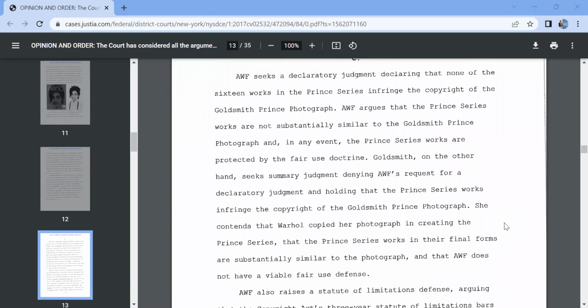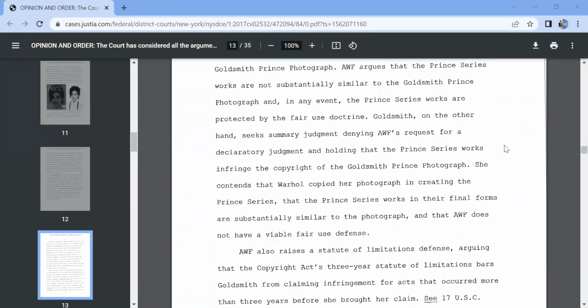AF seeks a declaratory judgment declaring that none of the 16 works in the Fringe series infringe the copyright of the Goldsmith Fringe photograph. AF argued that the Fringe series works are not substantially similar to the Goldsmith Fringe photograph, and in any event, the Fringe series works are protected by the fair use doctrine.